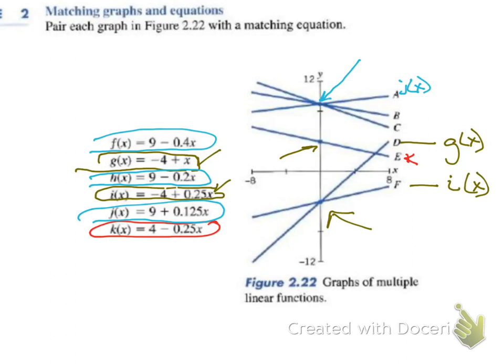Then we have two negative ones, and one is steeper than the other. So which is steeper? The more negative one is the C, and that looks like it's going to be your f of x. And the less steep one is going to be your h of x. So see if that makes sense to you and your ways of reasoning. It should help you have a sense of the impact of slope and the impact of the y-intercept.